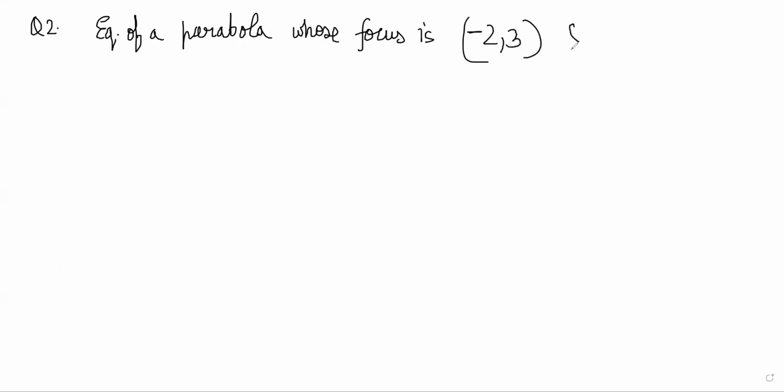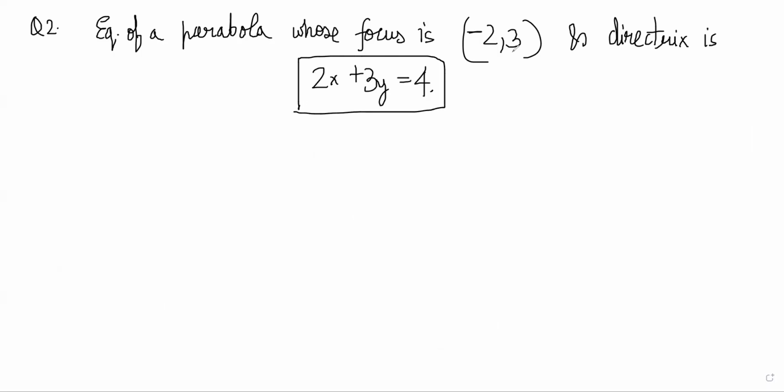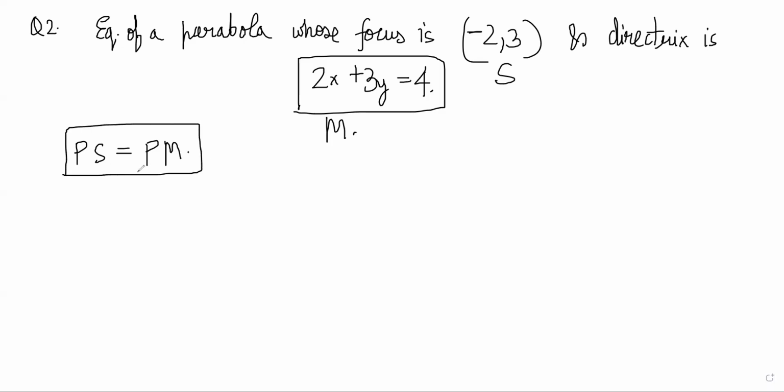Question 2. Find the equation of a parabola whose focus is minus 2 comma 3 and directrix is 2x plus 3y is equal to 4. So this is a very easy question. Whenever they give you focus and directrix, all you have to do is think of this as S and think of this line as M and do PS is equal to PM. That's the basic definition of a parabola, right? So when you do PS square is equal to PM square, you will get the answer.